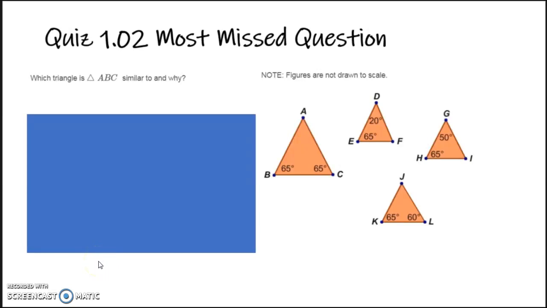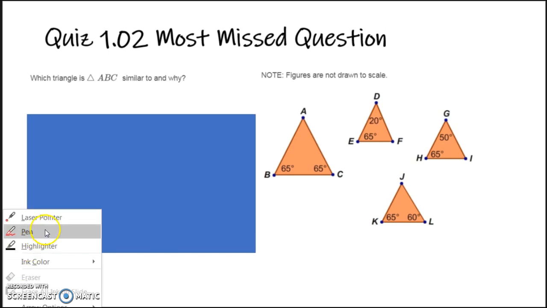We're going to talk about two questions from your Semester B Quiz 1.02. Two questions that were missed most often when we look at this quiz. So this question asks, which triangle is ABC similar to and why?